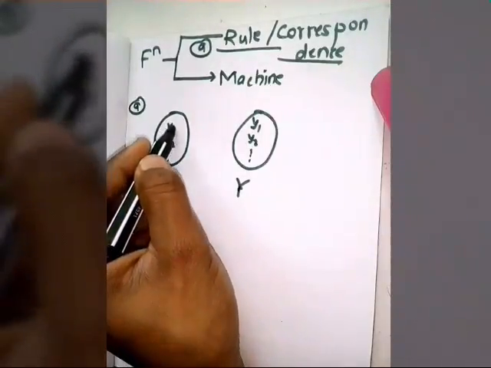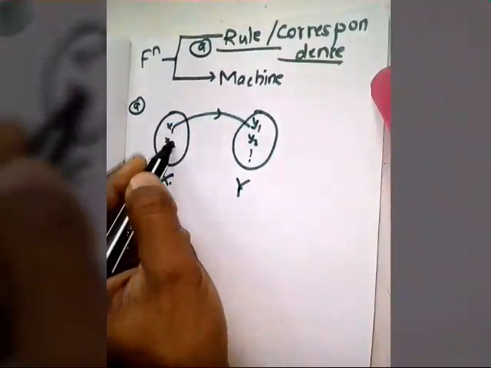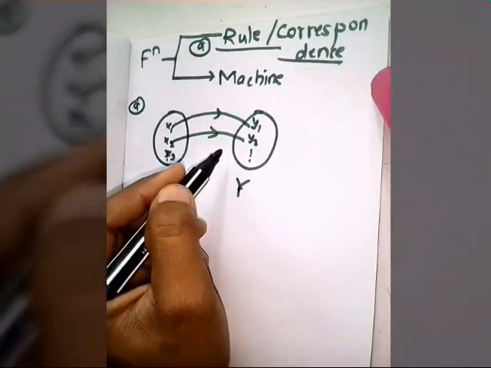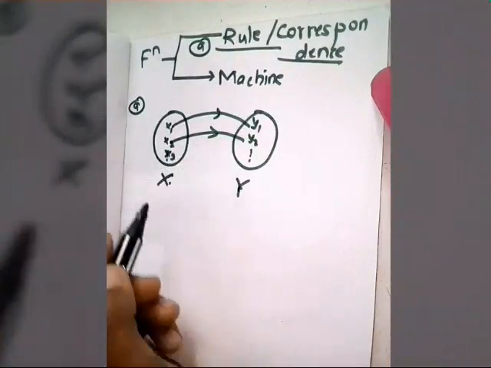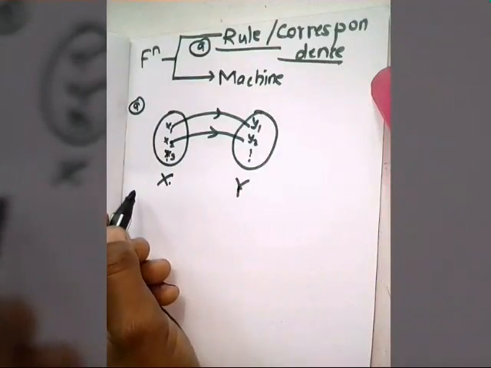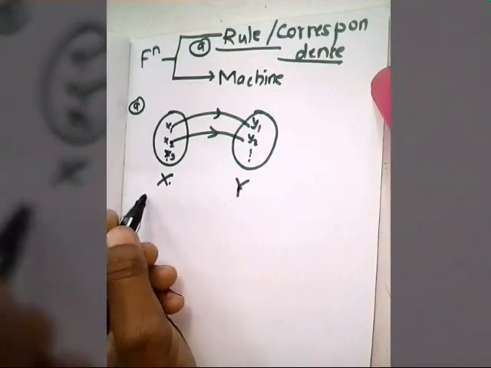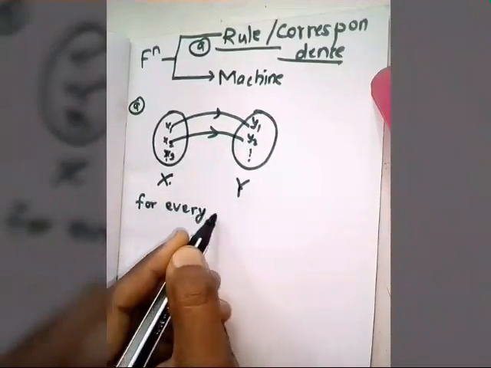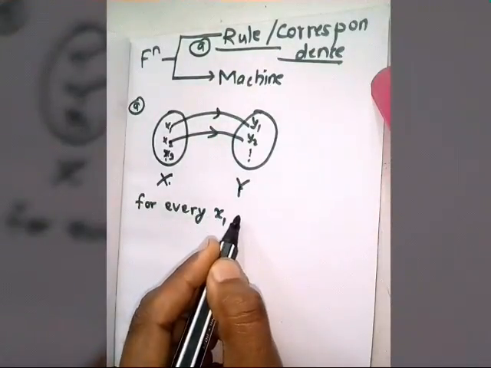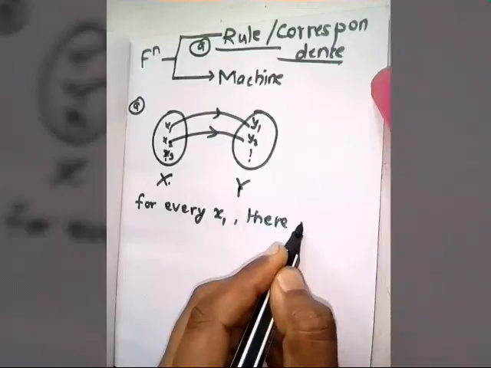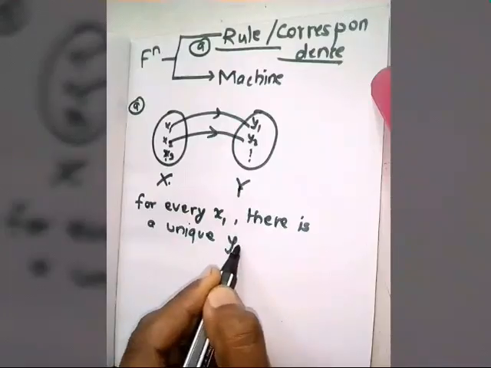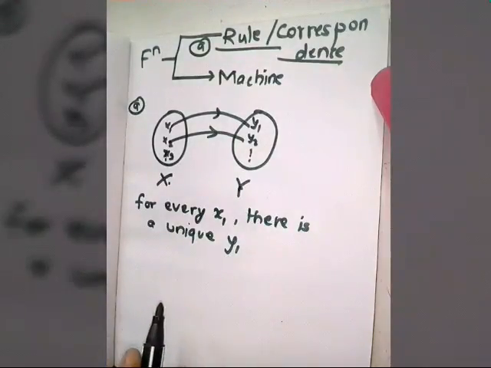Okay, now they are related. For example, x1 is related to y1, x2 is related to y2, and maybe there is an x3, so they are related. Okay, now the relation, there is a unique rule. And what is so specific over here is that for every x1 there is a unique y1. Okay, now what do I mean to say that for every x1 there is a unique y1?